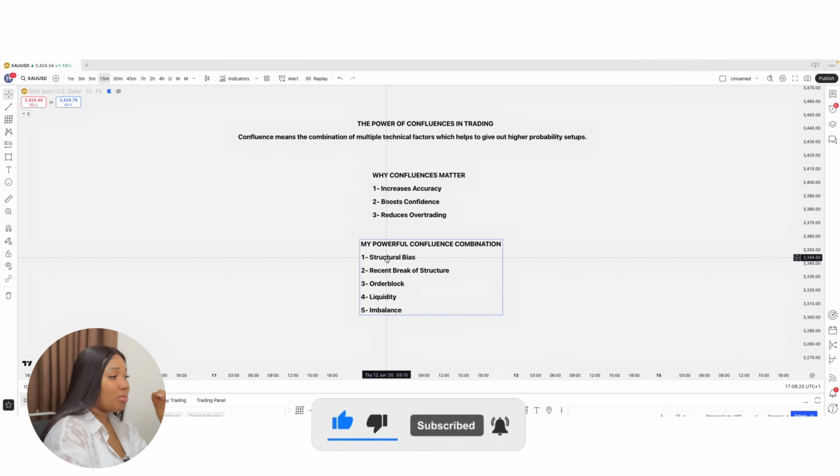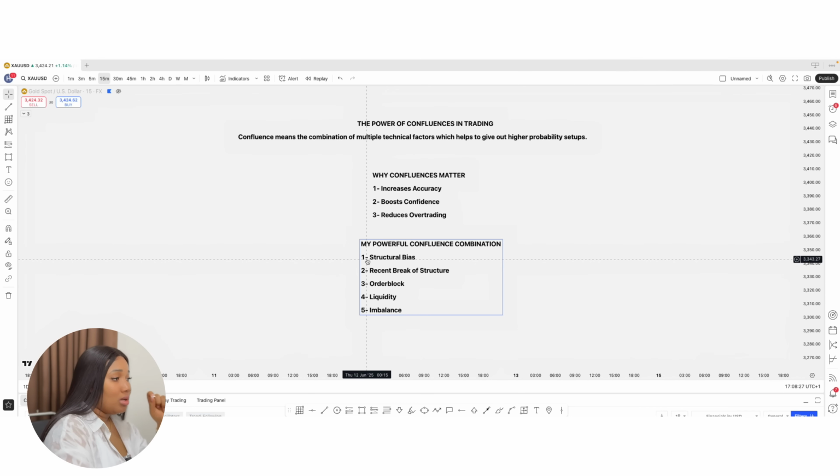That is why the structural bias is number one. With this structural bias, I will have a clue of the next thing I need to do. Then I will just use all these ones, back it up and then take my trades. So I need to look out for the recent break of structure from my entry time frame, which is 15 minutes.